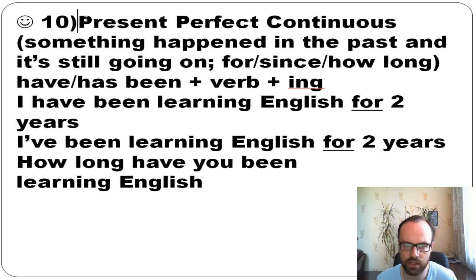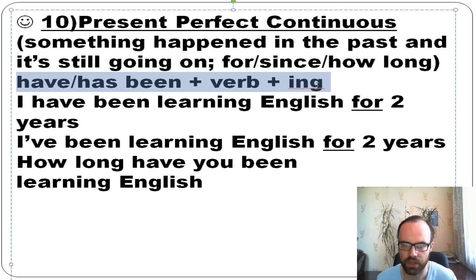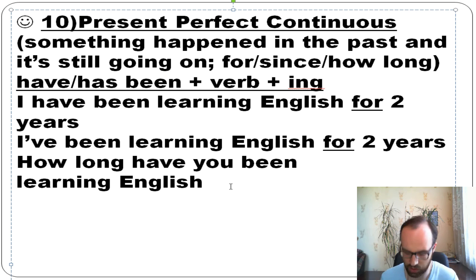Right, so present perfect continuous. Something happened in the past and it's still going on. Time expressions for this tense are the following: for, since, how long. We form it this way: have, has been plus verb plus ing. I have been learning English for 2 years. I've been learning English for 2 years, it's just a short form. Now, how long have you been learning English? It's a good question.